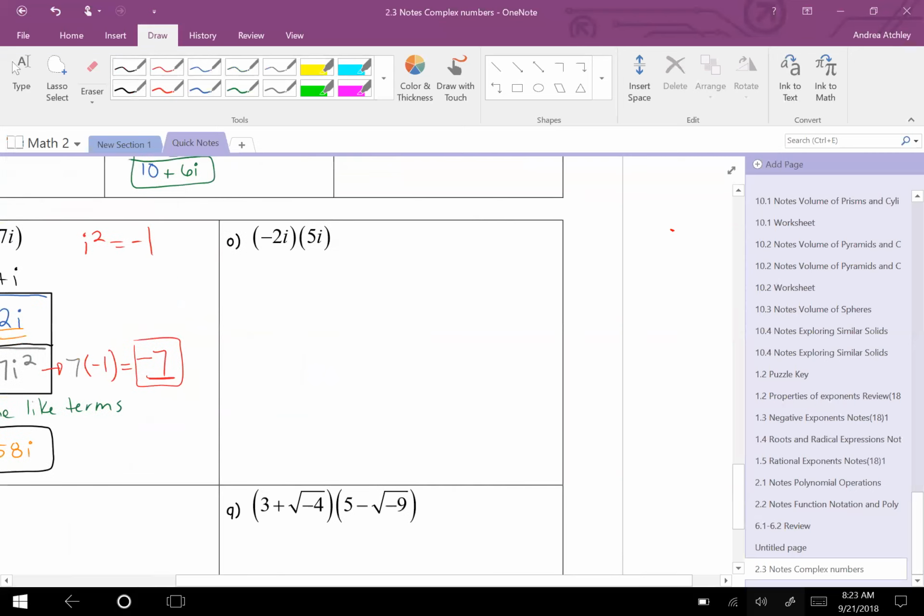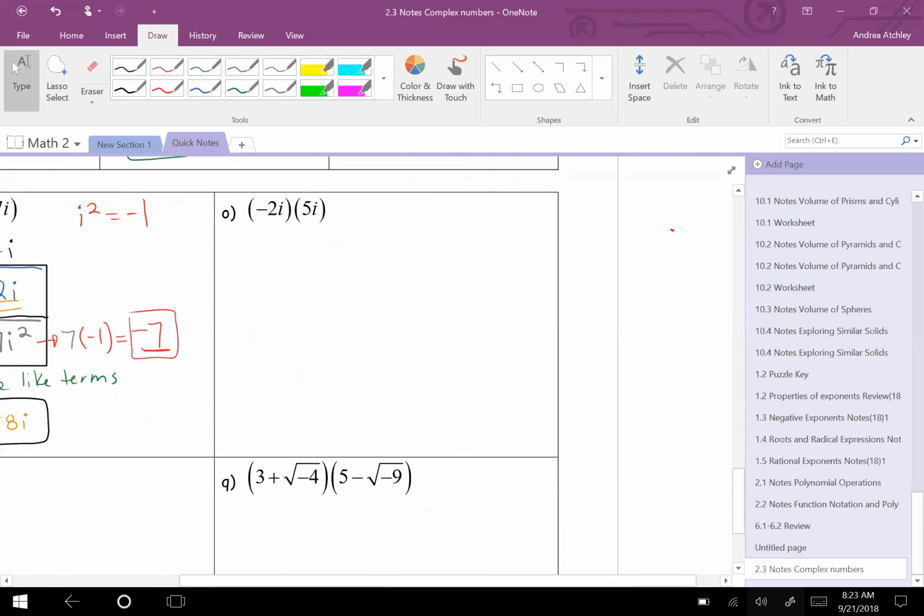Okay, next one. That's super easy because you're just multiplying two numbers. So you guys try that. You should have one number solution. Multiplying these makes it squared.